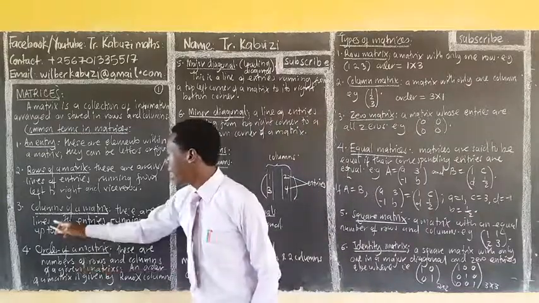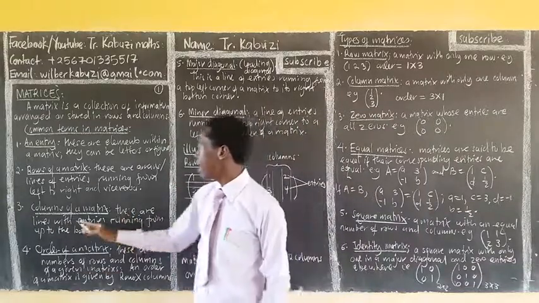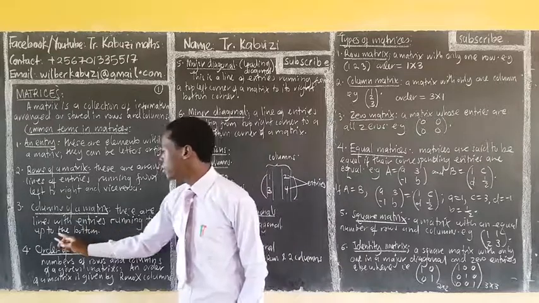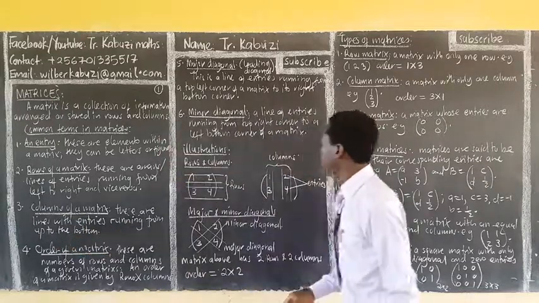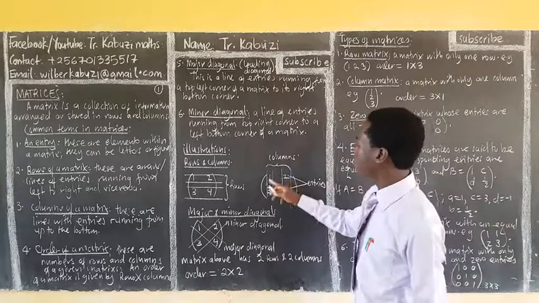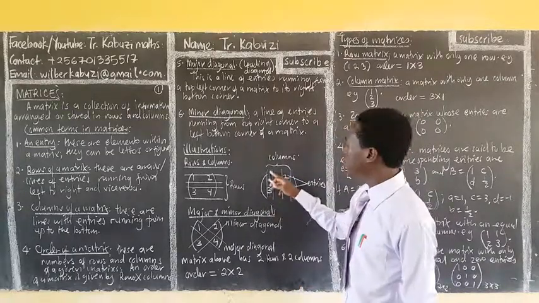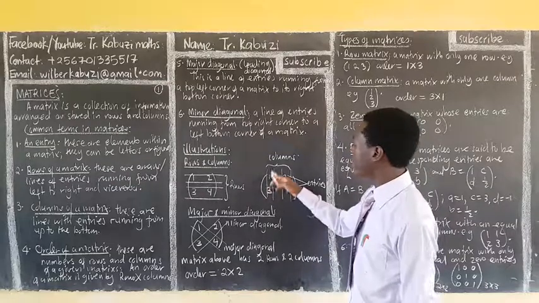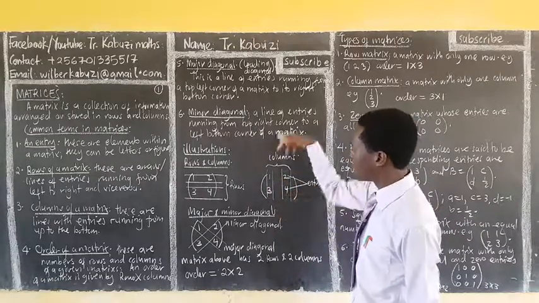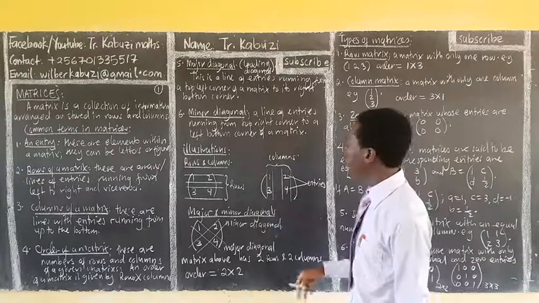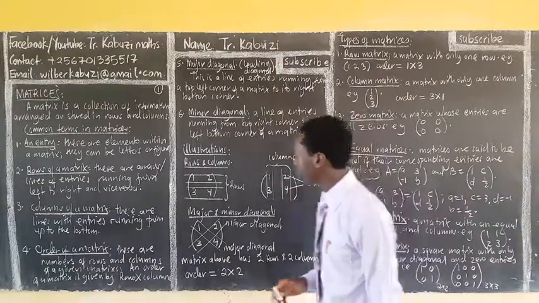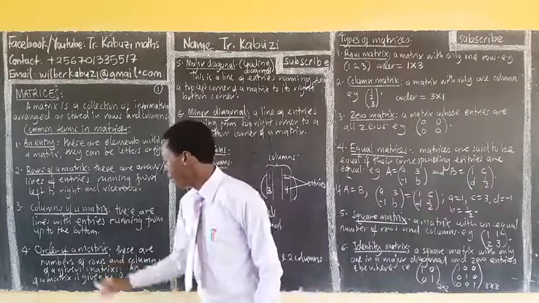Then a column. These are lines of entries running from up to the bottom. So you see here, these ones are running from up to the bottom. So this is a column and this is a column. Those that run downwards are called columns. These are still entries.